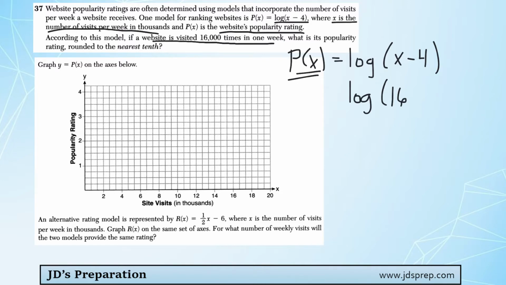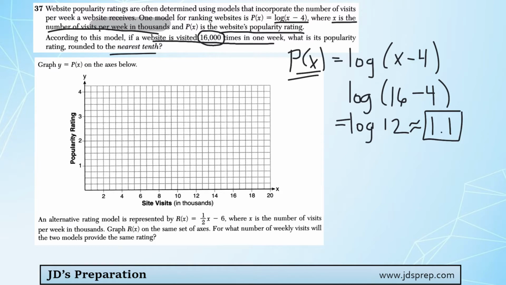Why do you ask, is it 16? Well, remember that they are visited 16,000 times in a week, but x represents the number of visits per week in the thousands. So it'll be 16 because of that. So log of 16 minus 4, log of 12. Calculating that gives us a rounded answer to the nearest tenth of 1.1.